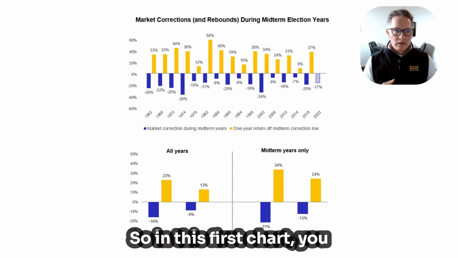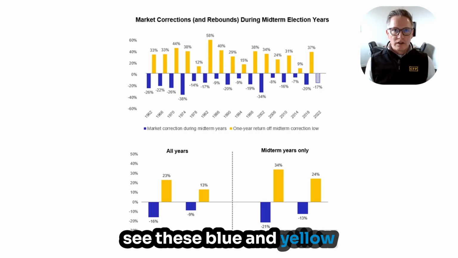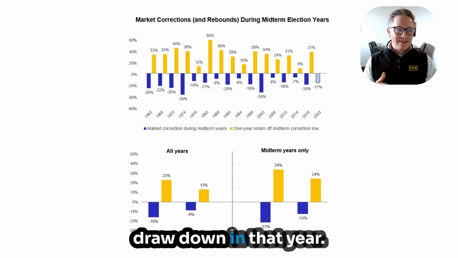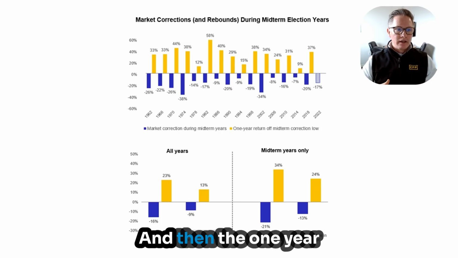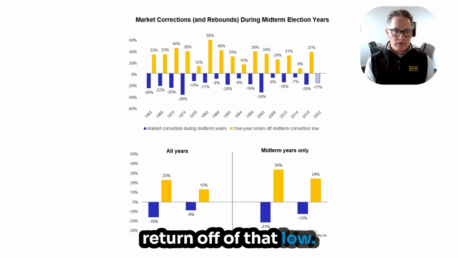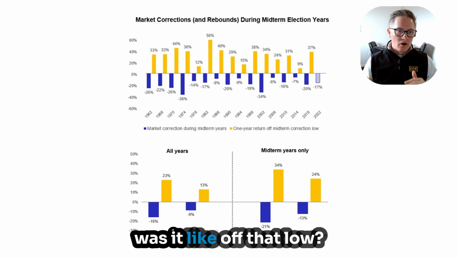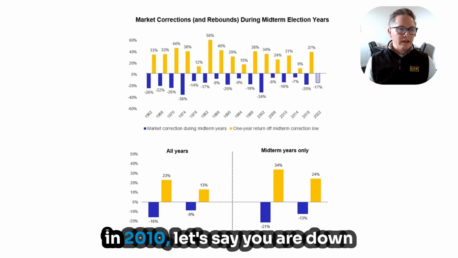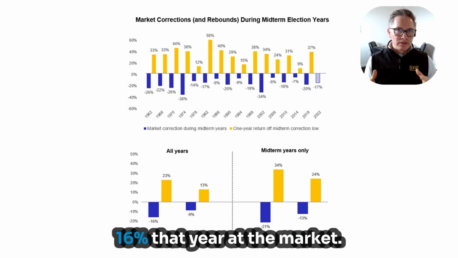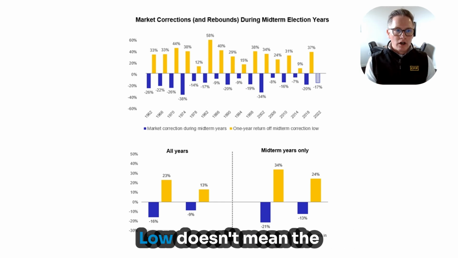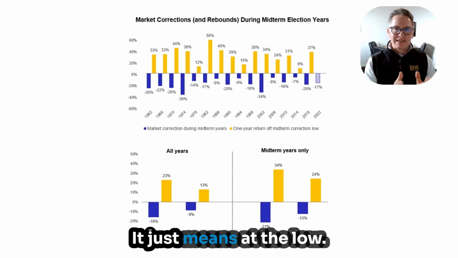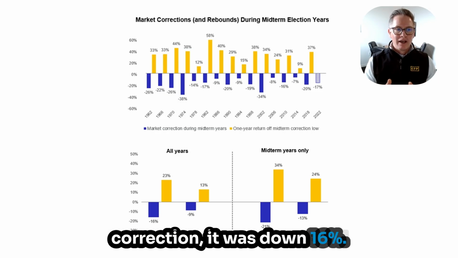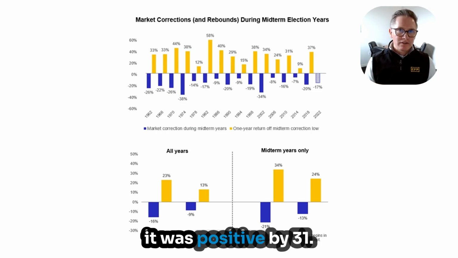They're very helpful. So in this first chart, you see these blue and yellow bars. On the bottom, the blue represents the drawdown in that year, okay? And then the 1 year return off of that low. Okay, so a year later, what was it like off that low? So let's just pick one for example. In 2010, let's say, you were down 16% that year at the market low. Doesn't mean the market was down that much. It just means at the low with volatility that year, going through a market correction, it was down 16%. And then 1 year later, it was positive by 31.